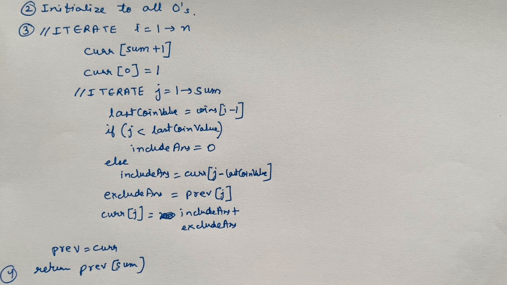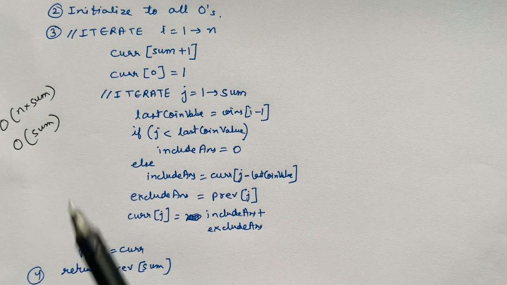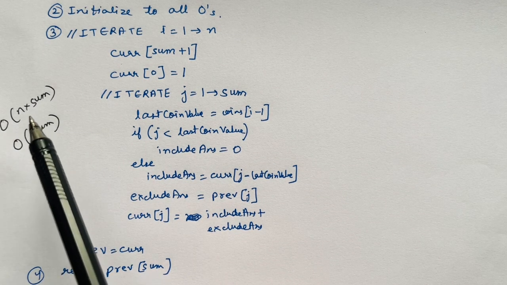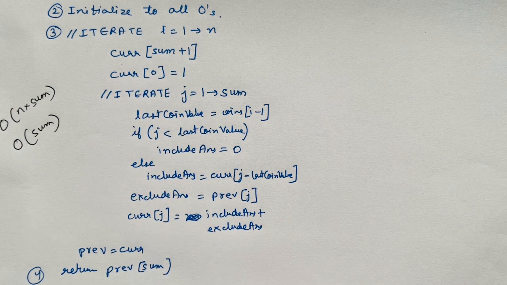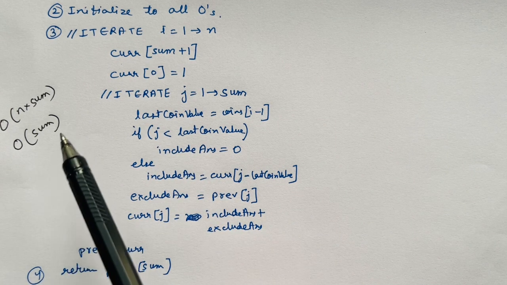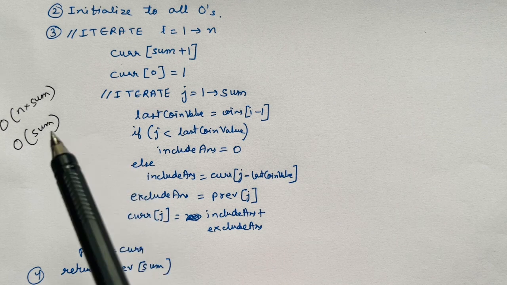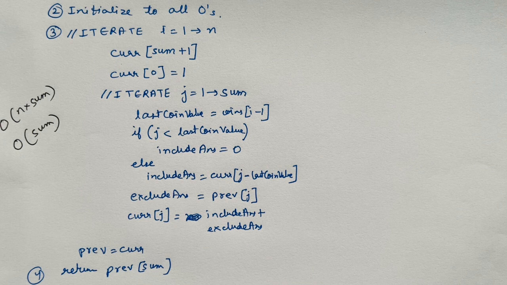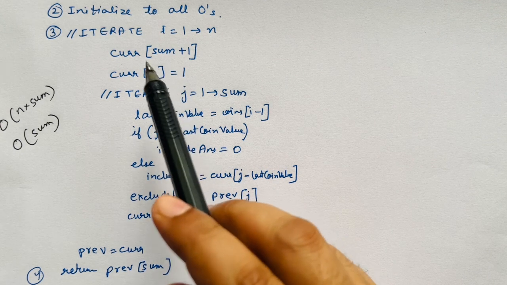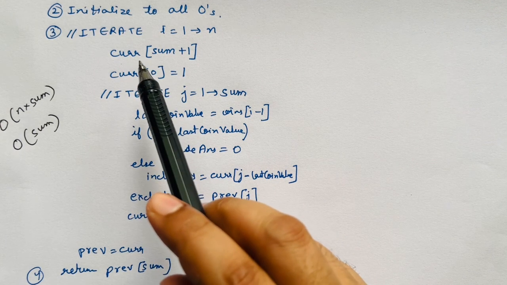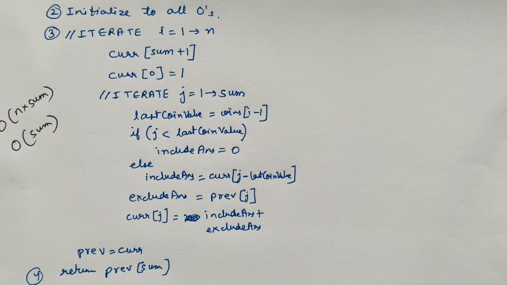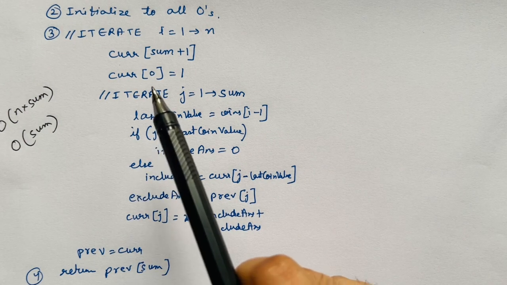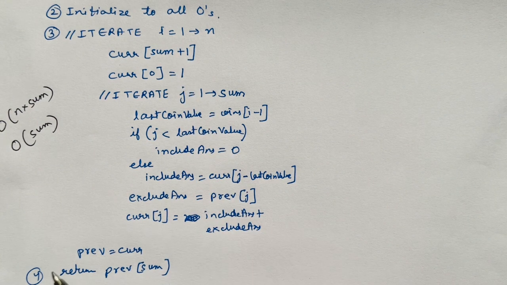Now what will be the time complexity and space complexity of this approach? The time complexity will still be big O of n into sum because of two nested loops. But the space complexity will now be only big O of sum because we are only using two arrays whose sizes depend on sum. Now one may think that here in every iteration we are initializing a new current array. So does that not mean that our space complexity should be big O of n into sum? Where are we going wrong here?